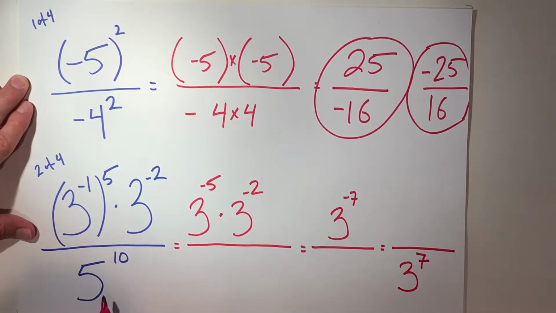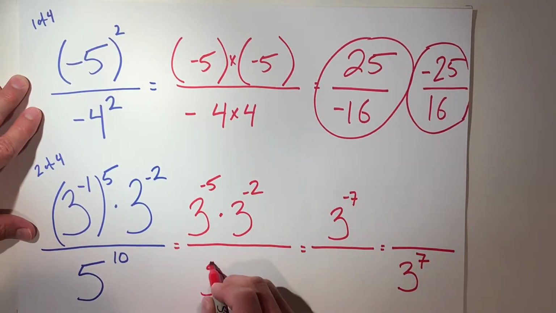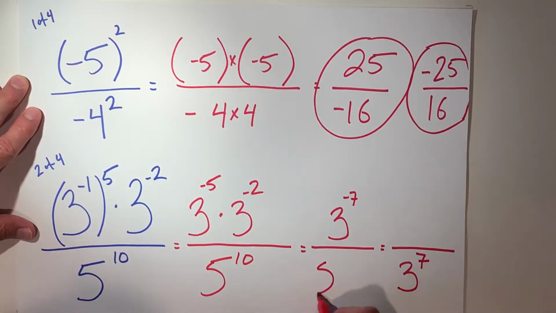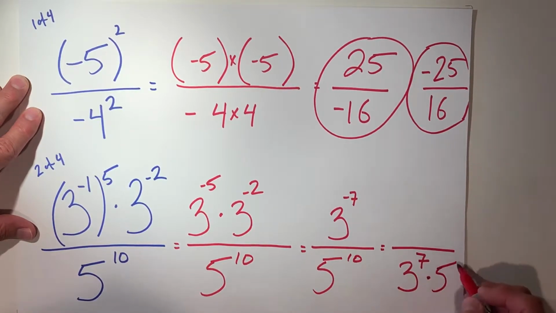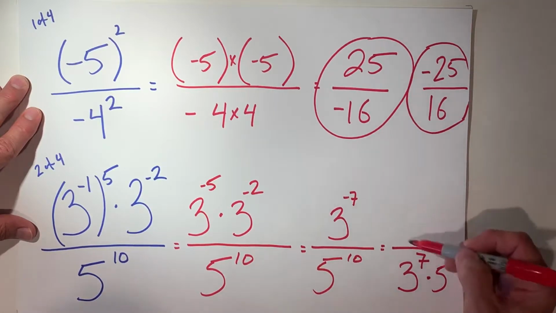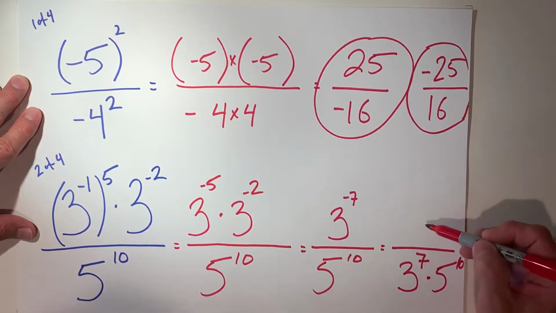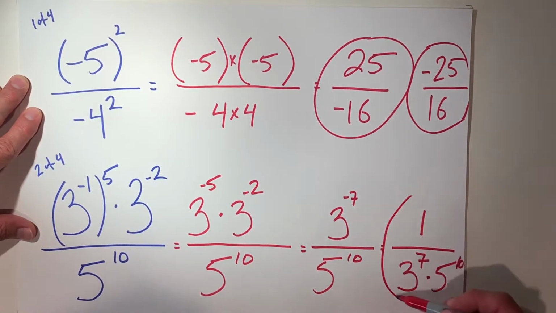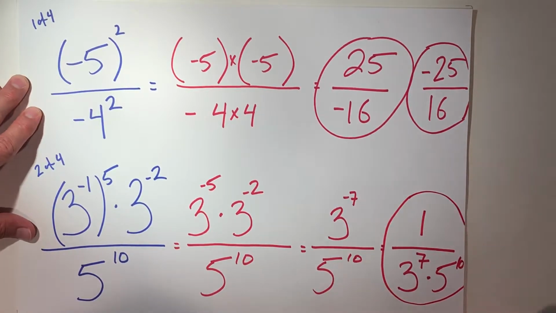Now, as for the 5 to the 10th, there's no other 5's anywhere as a base in this whole question. So the 5 to the 10th really doesn't do anything. It shows up in the second step, it shows up in the third step, and it shows up in the fourth step. I'm running out of space. That leaves a space on the top. We don't want to leave a space on the top. We'll use a placeholder, and that is your answer.